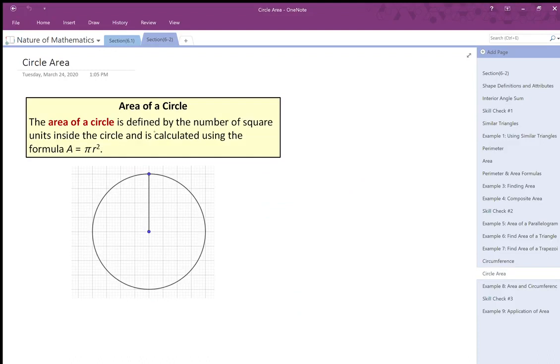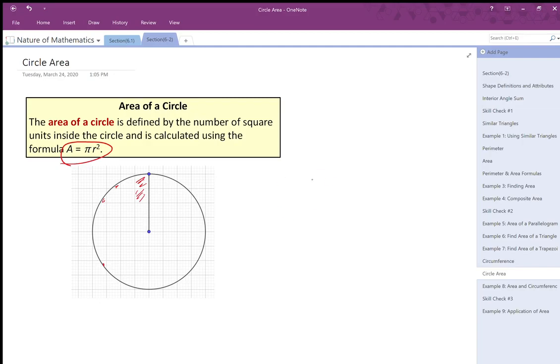Area of a circle is defined by the number of square units inside the circle and is calculated using pi r squared. So we see that we can count, but there would be a lot of estimating here with all of these different parts of a square unit. So mathematicians have worked this out, that this gives us the area of the circle.